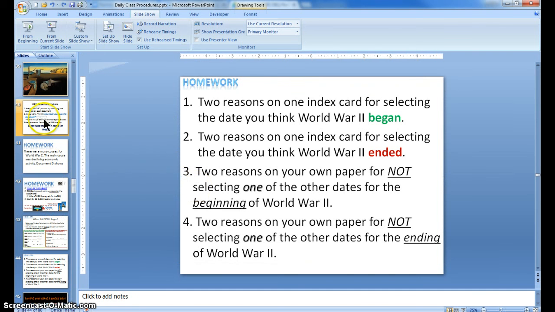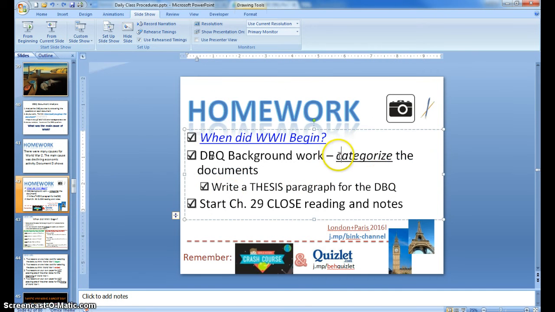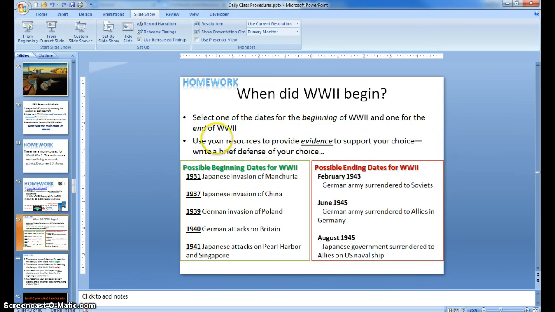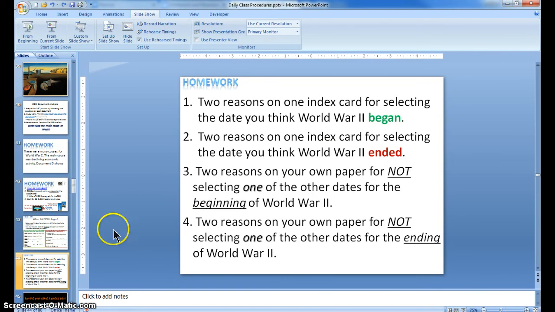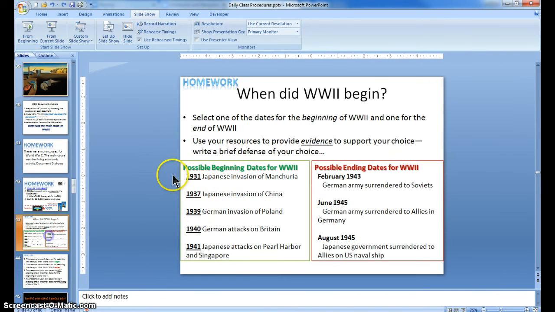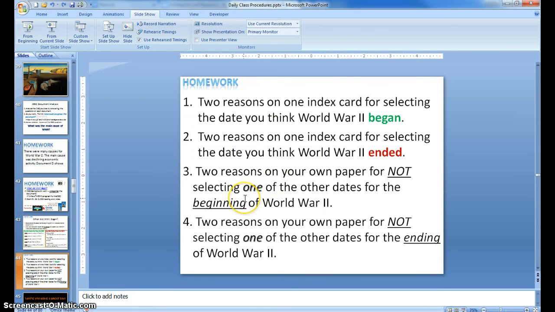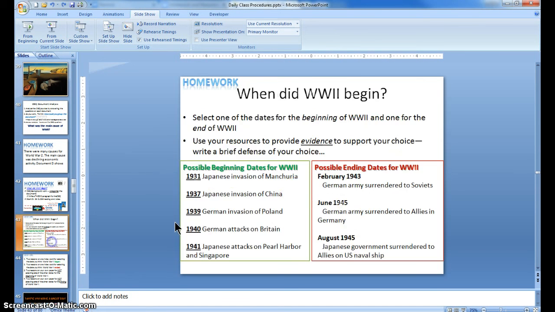Then on the paper where you've got this and this and this, on that paper, write 2 reasons why you didn't select this year or this year or this year or whatever other years you didn't choose, and then 2 reasons why you didn't pick whatever other year out of here you didn't choose. So explain why you didn't pick those years. That's not just, well, I think it didn't happen in this year because I know that it ended in this year. That's not what I'm talking about.